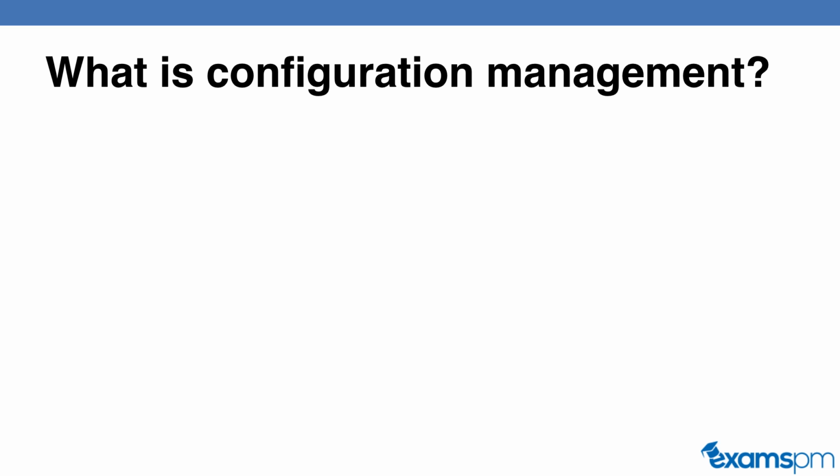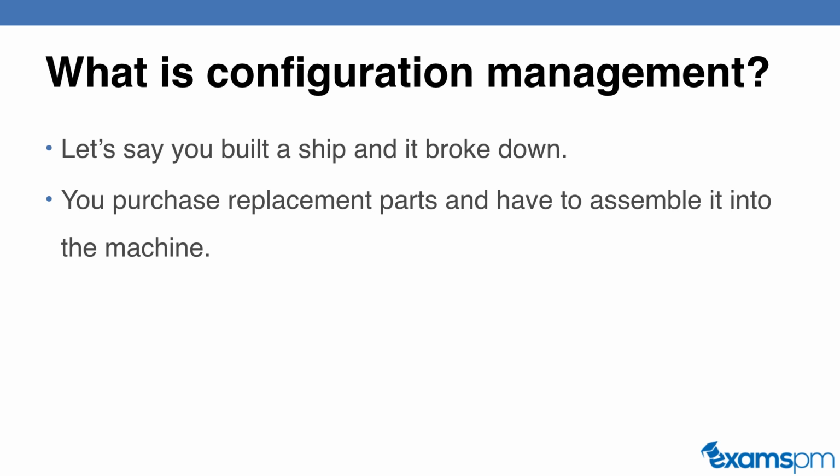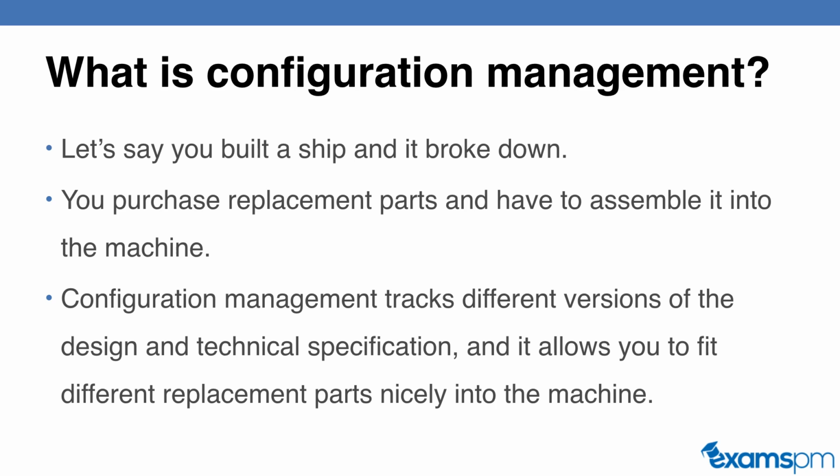So let's say that our project was to build a ship, and 2 years after the ship was completed, it broke down. The engine failed. So instead of building a brand new ship, which will take a really long time and be really costly, you purchase the replacement part of the engine and you want to assemble that into the machine. And this is where configuration comes in. Configuration management tracks the different versions of the design and technical specifications that allow you to fit the different replacement parts nicely into the machine.